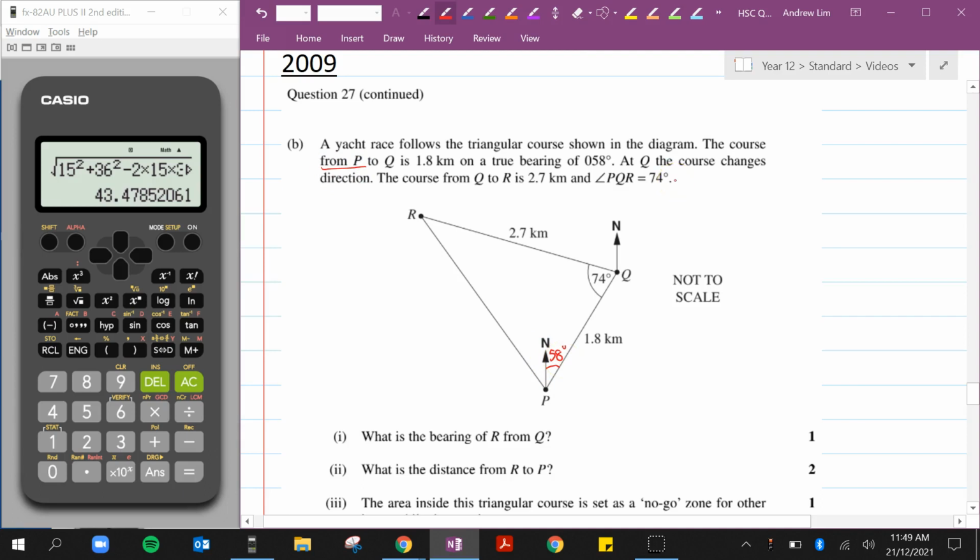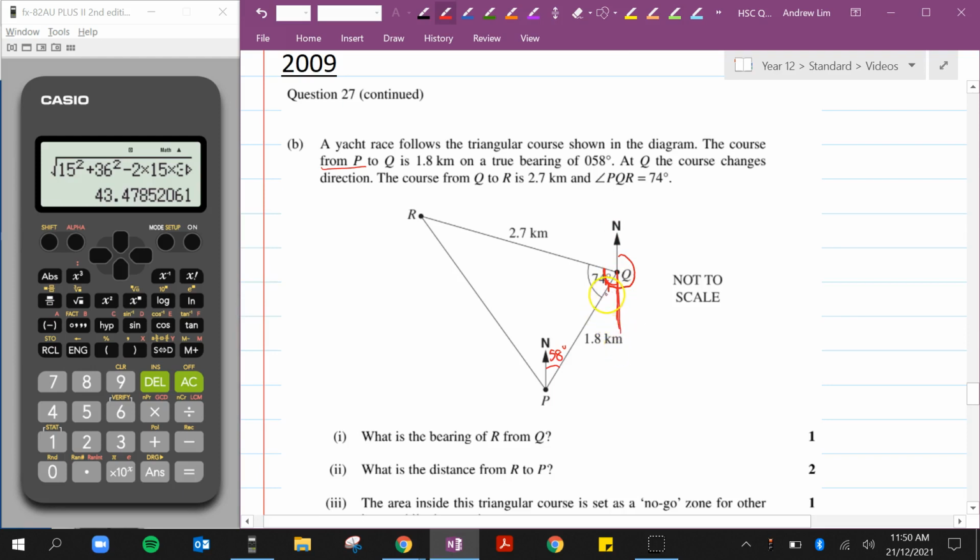At Q, the course changes direction. The course from Q to R is 2.7 kilometers and angle PQR is 74 degrees. What is the bearing of R from Q? R from Q, we need to know how big this angle is, and then we can add the 74. So in order for us to do that, I'm just going to extend this compass rose here.